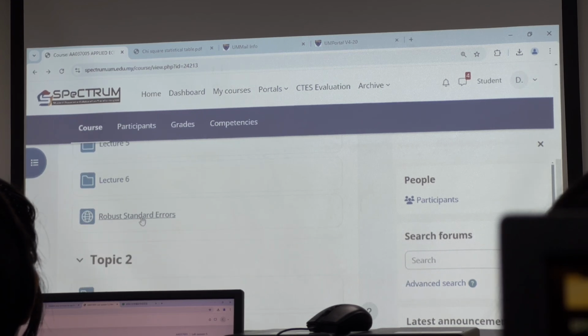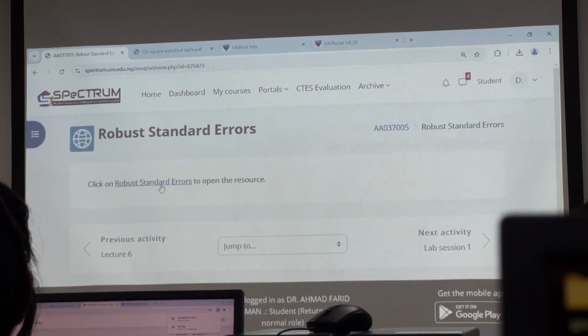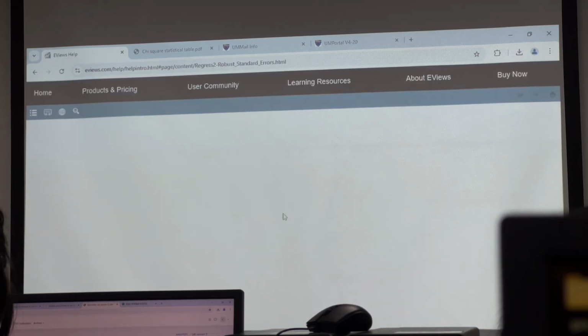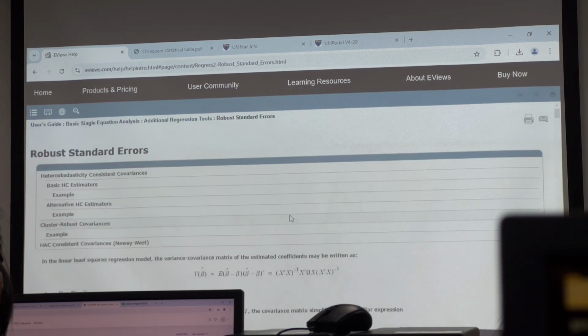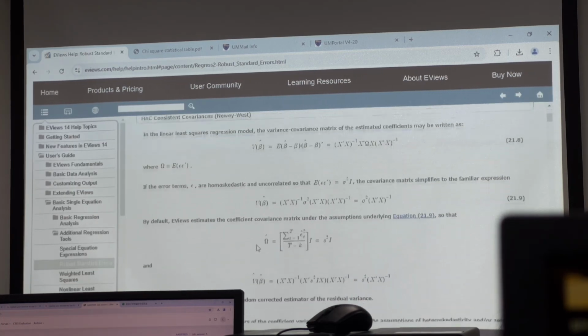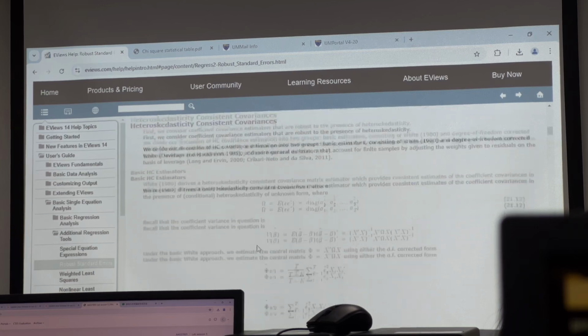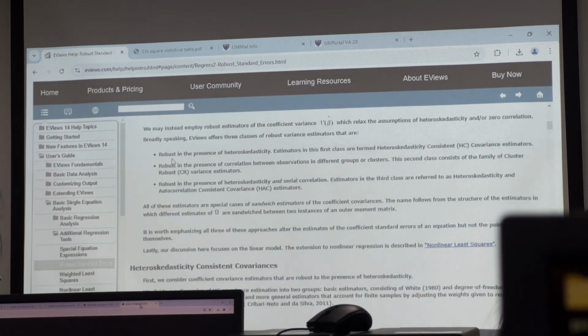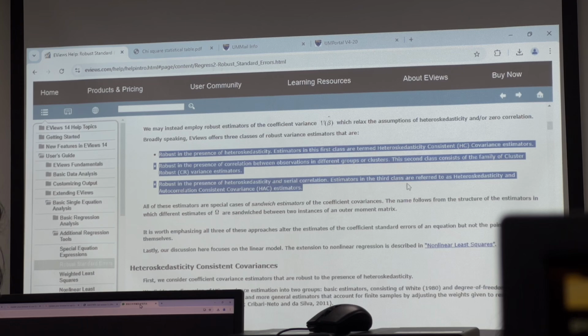Okay, the robust standard error is mentioned here. You open this. Basically, we have different types of robust standard error estimators. The one that we used just now, you go right. When you read here, for the case of heteroscedasticity, we can use this one. But later next week we will discuss autocorrelation, and we can use this one for heteroscedasticity and autocorrelation together.